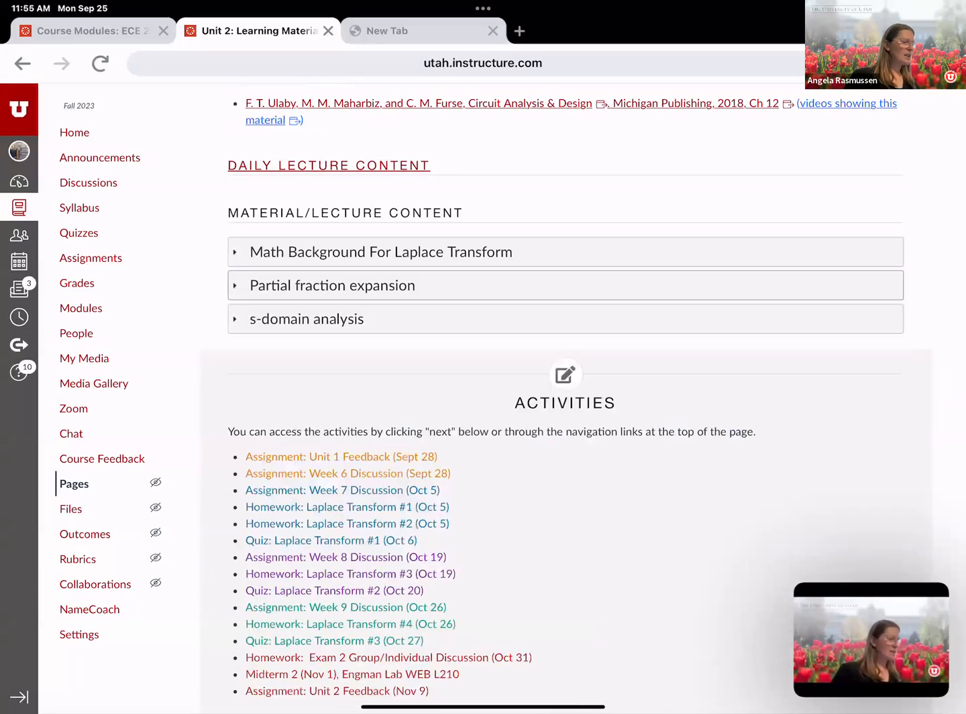All right, any questions? Oh, and upcoming assignments. This Thursday is going to be the Unit 1 feedback for the last unit that we did, so that will be due Thursday. And there'll be a discussion due this Thursday.